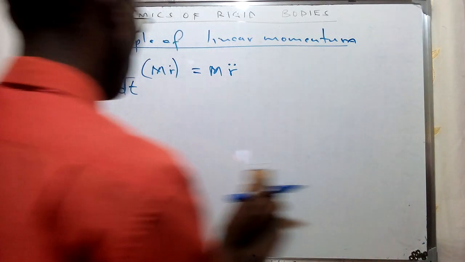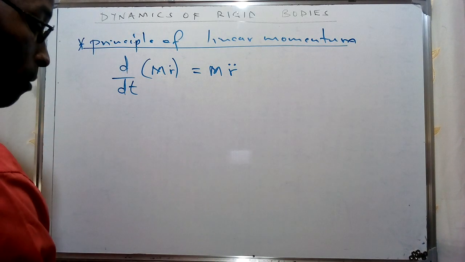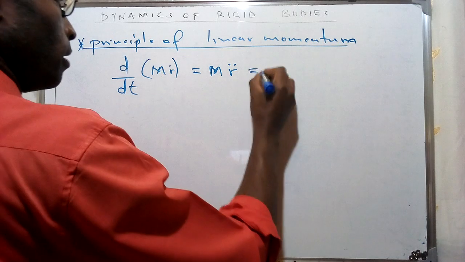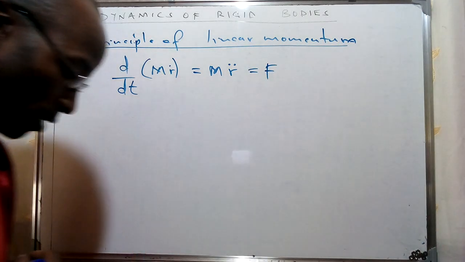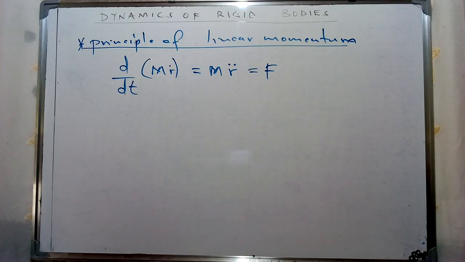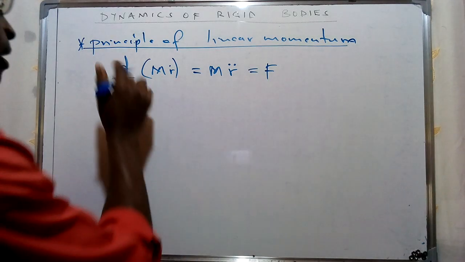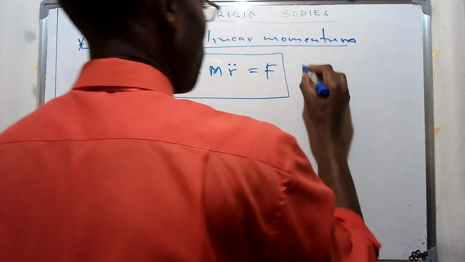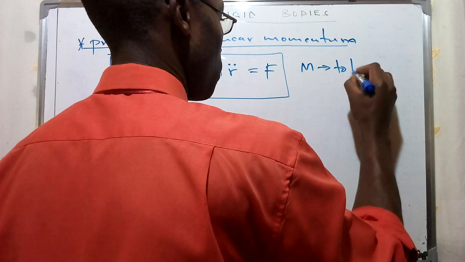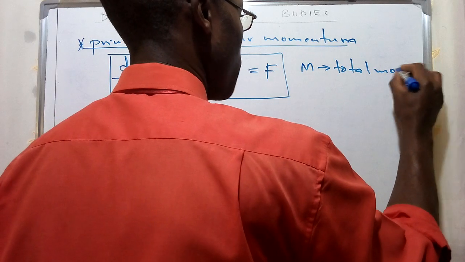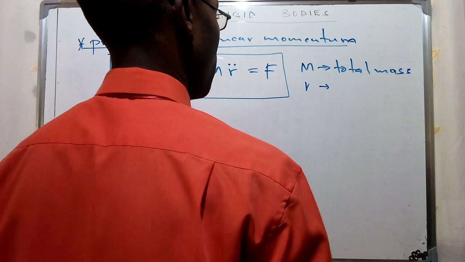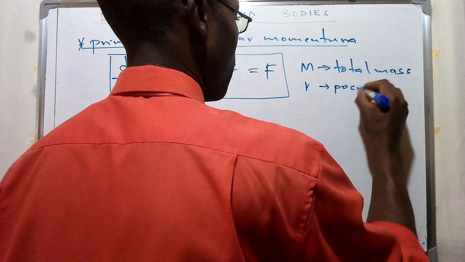So in this case, we are going to have this principle of linear momentum given in terms of this particular formula, whereby we have this one equivalent to the concept of force. Now, this particular force is going to be given using this specific formula. I've mentioned that we're going to regard this one as the total mass, which is the mass under consideration. And then we shall have this specific concept of r as a position vector.